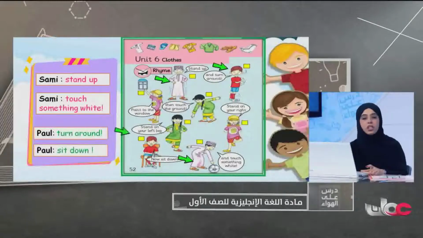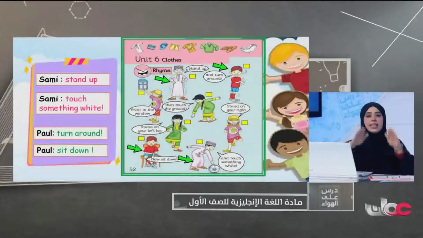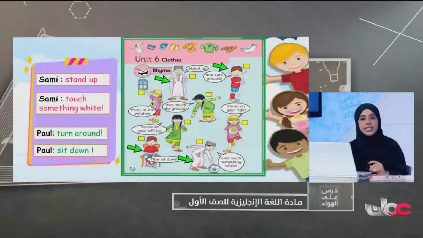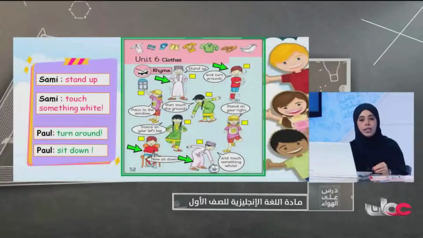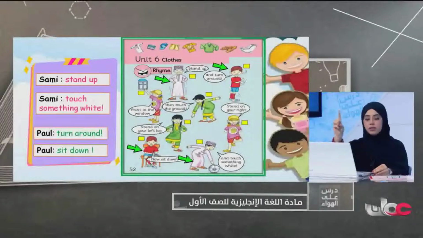Now in the second picture for Paul, what is he doing? He is sitting down. Sit down. Can you please sit down? Before, I told you that Sami asked you to stand up. Now your friend Paul asks you to sit down. Sit down. Very good. Excellent. So the two things that Paul is doing are turn around and sit down. Excellent. You've done a great job.